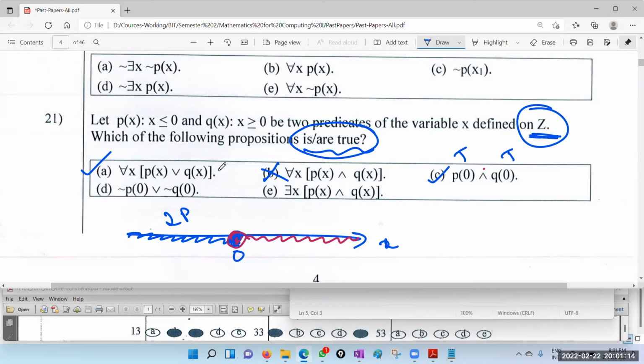Then what about this? We know that P0 is true. Q0 is true. Not true is false. So false or false is false. What we need is a true statement. This is false or false is false. This is not the answer. Exists x, Px and Qx.